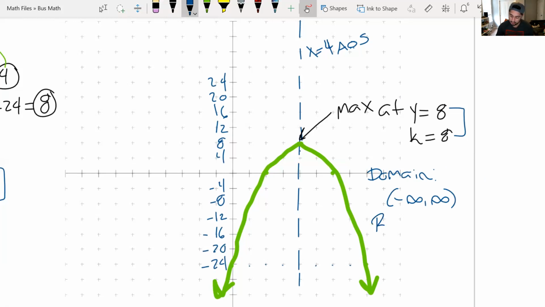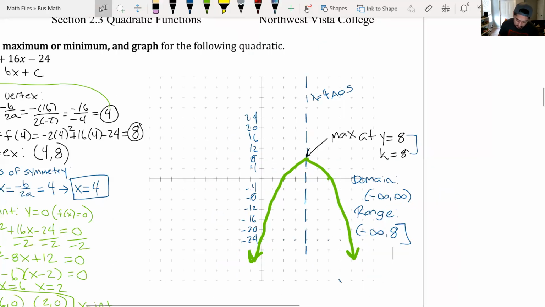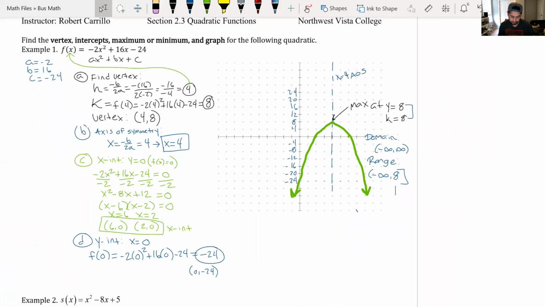And our range, since our parabola opens down, those tails are headed towards negative infinity. So negative infinity would be our smallest y value. And then we go to negative infinity, we come up the parabola, and we stop at the y value of 8. And there we go. That's how you graph your parabola.